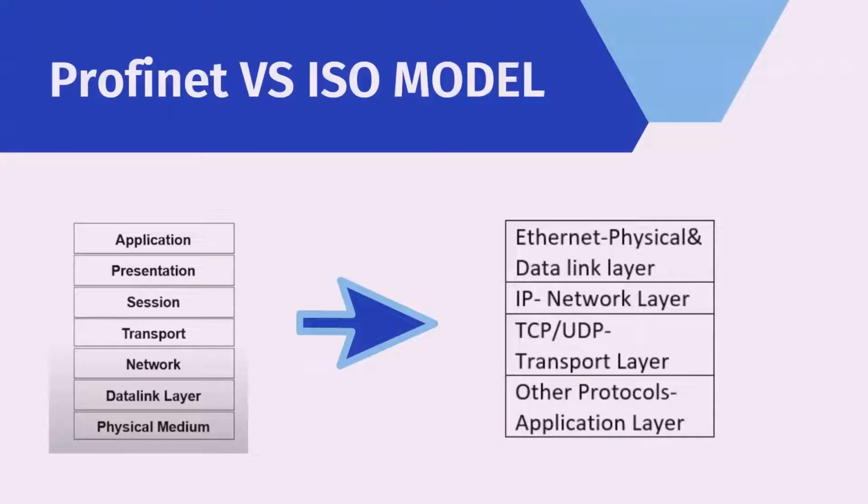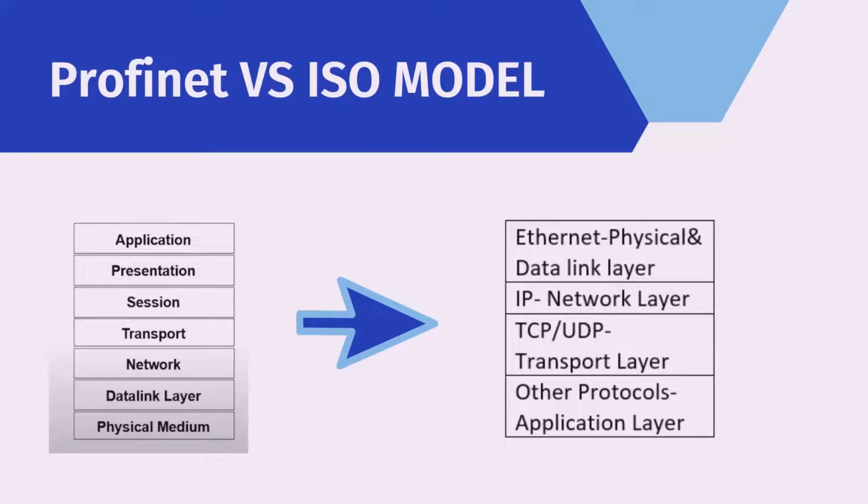To explain how this works, we have to again turn to the OSI reference model. As mentioned, the OSI model has 7 layers to connect 2 points in a network. The Ethernet standard simplifies that 7-layer model to 4 layers. We have Ethernet, same as the physical and data link layers. We have IP, same as the network layer. We have TCP or UDP, same as the transport layer, and we have other protocols for the application layer.